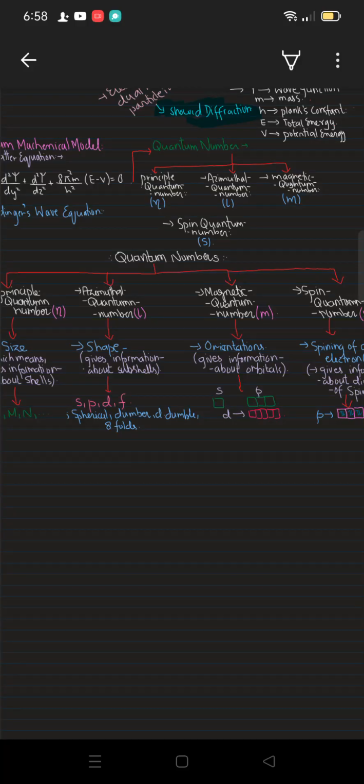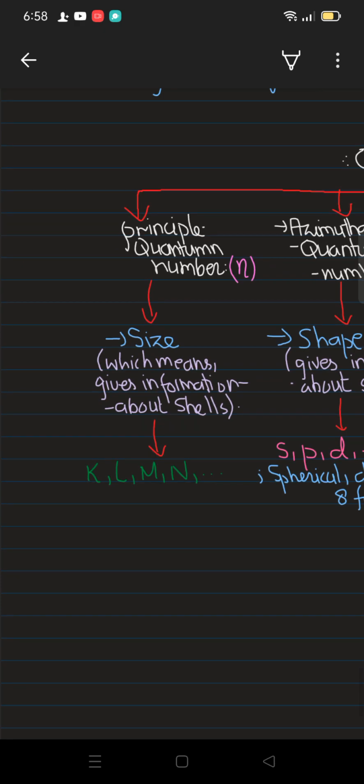Okay, so as in the last video, we have discussed the four quantum numbers. Initially, we discussed the principal quantum number, then the azimuthal quantum number, afterwards the magnetic quantum number, and in the end the spin quantum number. The principal quantum number was denoted with the letter n, and it gave us information about the size, meaning how big the atom would be, in the form of shells. And we know that the shells are represented with letters K, L, M, N, and so on.